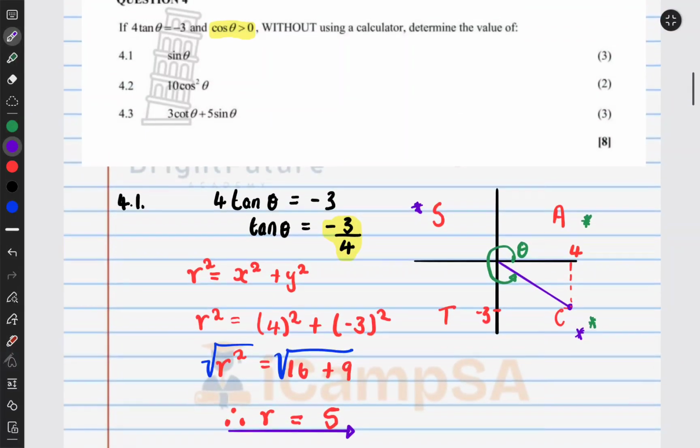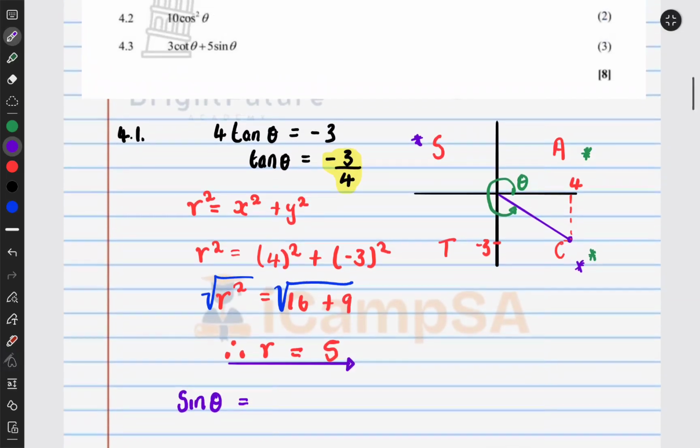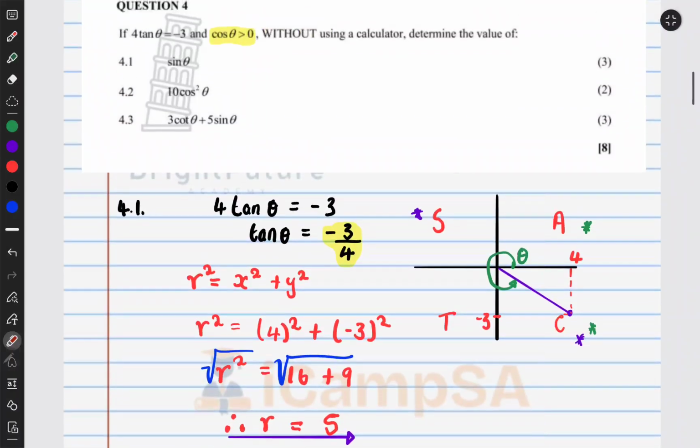sine theta. So for 4.1, sine theta is gonna be equal to what is the opposite side? Opposite side is -3. So sine theta is gonna be -3 over the hypotenuse. So we're gonna have -3 over 5, which makes sense because the terminal arm is in which quadrant? It is in quadrant 4, and in quadrant 4 only cos theta is what? Only cos theta is positive. So it makes sense for us to have -3 over 5.